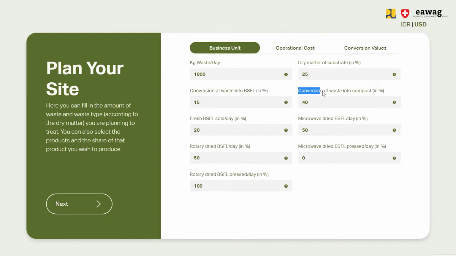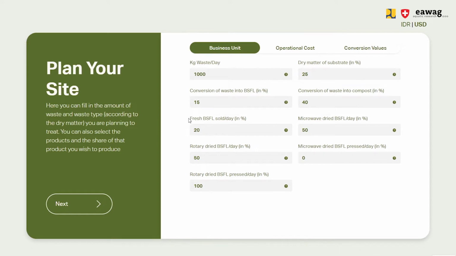The fourth unit is the conversion of waste into compost. This value describes the amount of residue that is produced and processed into compost. So again, as an example, from 1,000 kilograms of waste, you can expect about 400 kilograms of compost to come out. This value was obtained as well from our pilot site.